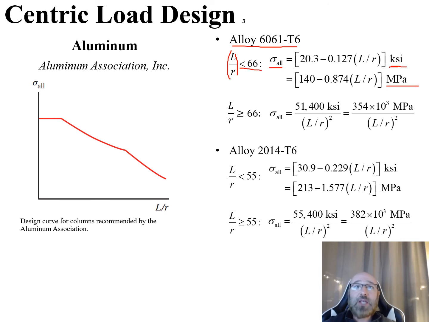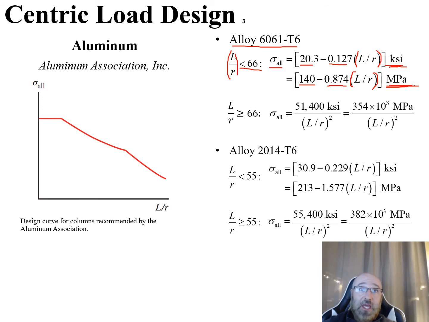If you're dealing with ksi, then we have this relationship that our sigma allowable, or allowable stress, is equal to 20.3 minus 0.127 times our slenderness ratio of L over r, in units of ksi. Now, if we're dealing with units of MPa, then it's the same thing, but converted to those units: our allowable stress is equal to 140 minus 0.874 times that slenderness ratio, L over r, in units of MPa.